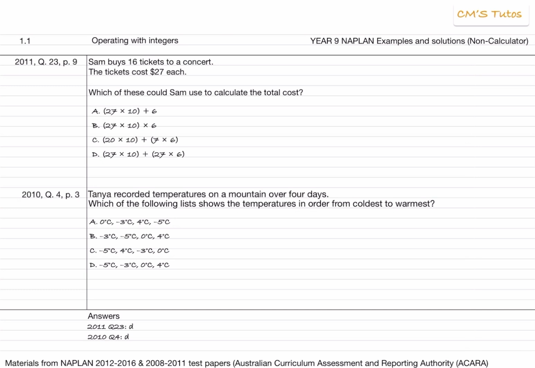So, operating with integers, part 2011, question 23 on page 9. Sam buys 16 tickets to a concert. The tickets cost $27 each. So $27 into 16. Which of these could Sam use to calculate the total cost?